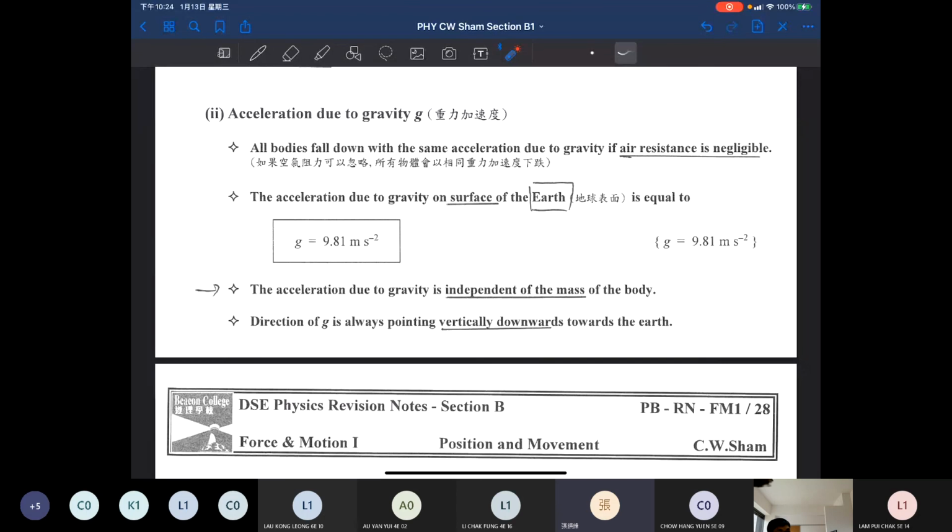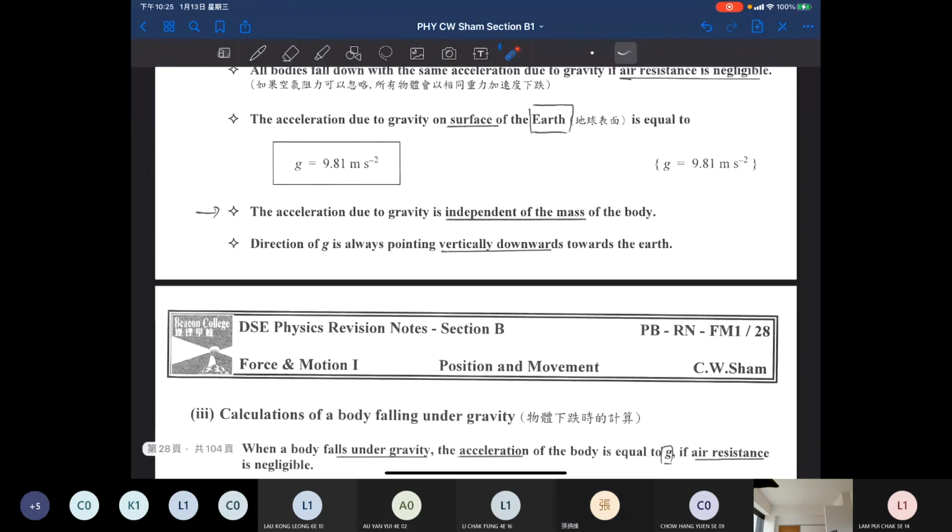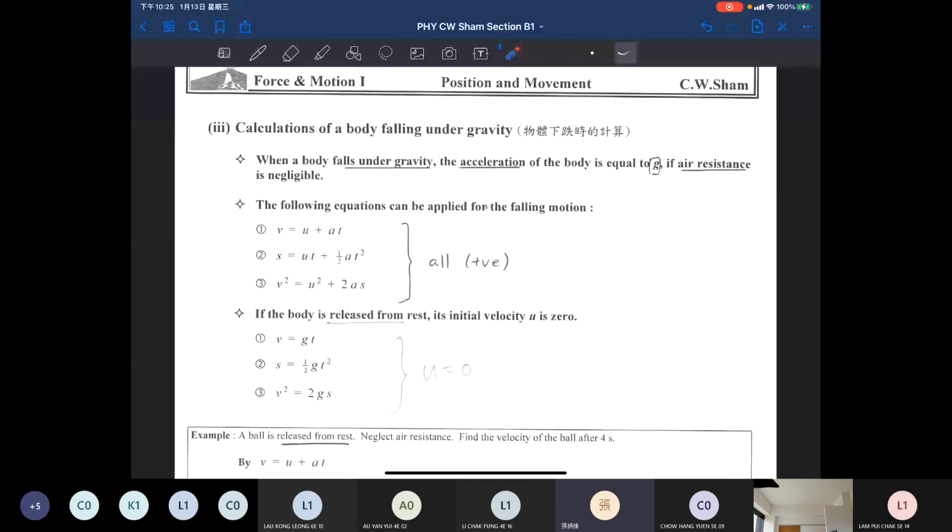This one is 9.81. If we talk about gravity, we will talk about how it comes out, however, you can say that it is an experimental value. The acceleration due to gravity is independent of the mass, and its direction is always vertically downwards toward the Earth. For this, we are still using the uniform acceleration equations, just replacing a with g. And for something released from rest, the initial velocity is 0.